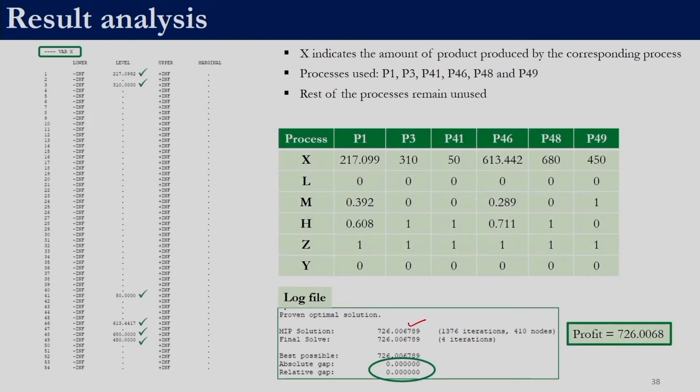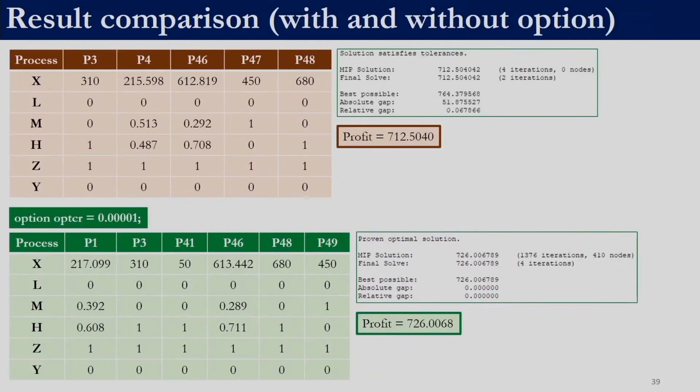726.06789, and over here previously we had got a statement which said solution satisfies tolerance. Here in the log file we get proven optimal solution, and if we see the absolute gap and relative gap, previously this was 51.87, now the absolute gap is almost 0 and the relative gap is almost 0, right. So the profit now is 726.0068, right, and these are the corresponding decision variables which you can get from the list file. So this shows the change in decision variables and the objective function value for the default option.